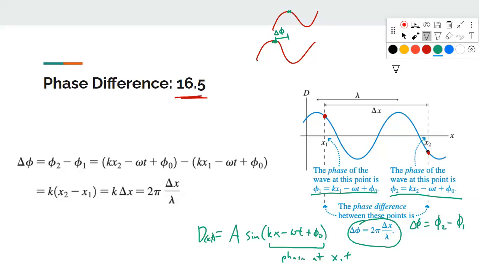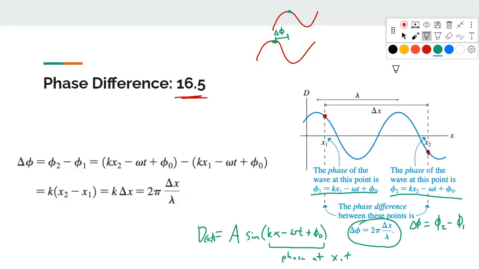So if we know that one point is located at 2 centimeters and another point's located at 4 centimeters, then we can just find that delta x, so 4 minus 2, which would be 2 centimeters, divide it by the wavelength, which is a way to convert between length and angle, basically.